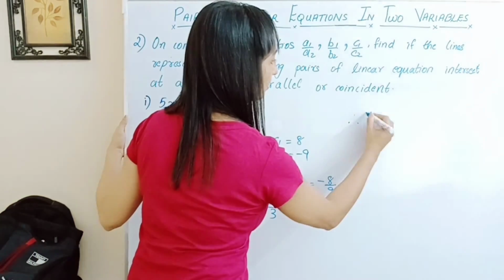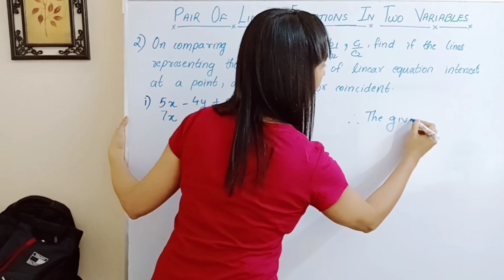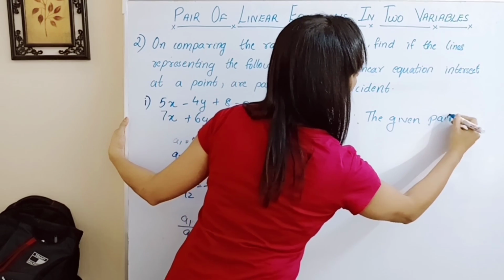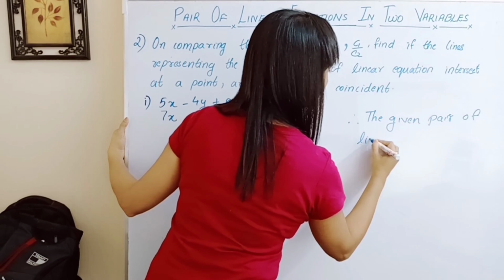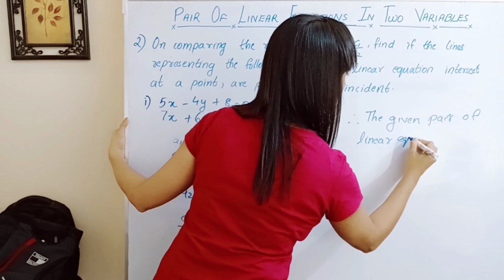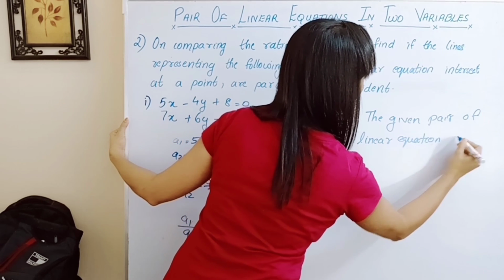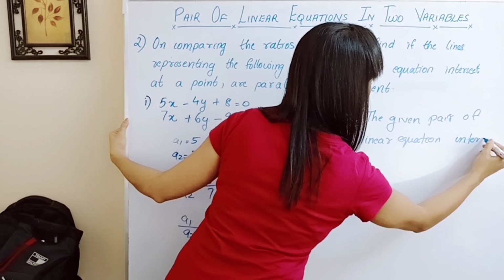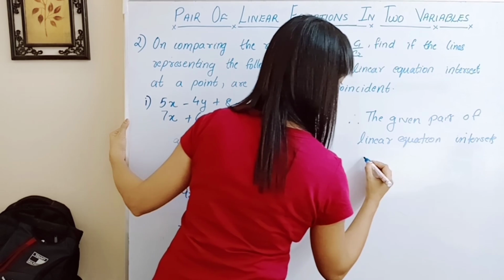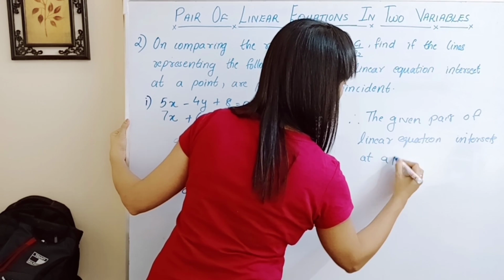Therefore, the given pair of linear equations intersects at a point.